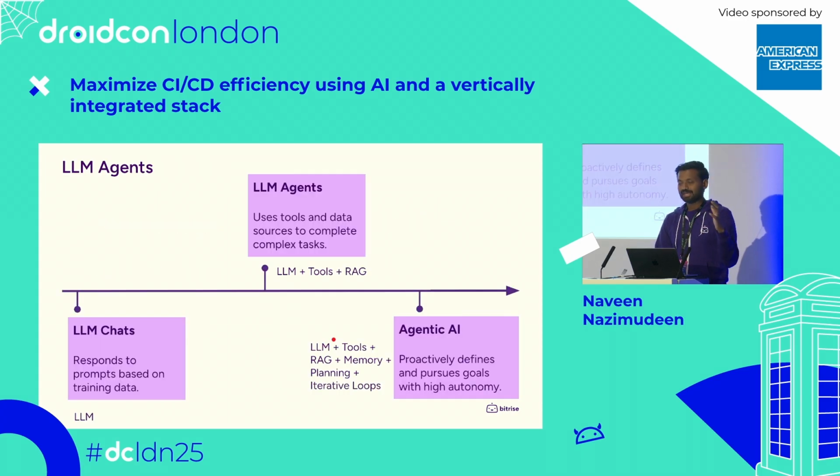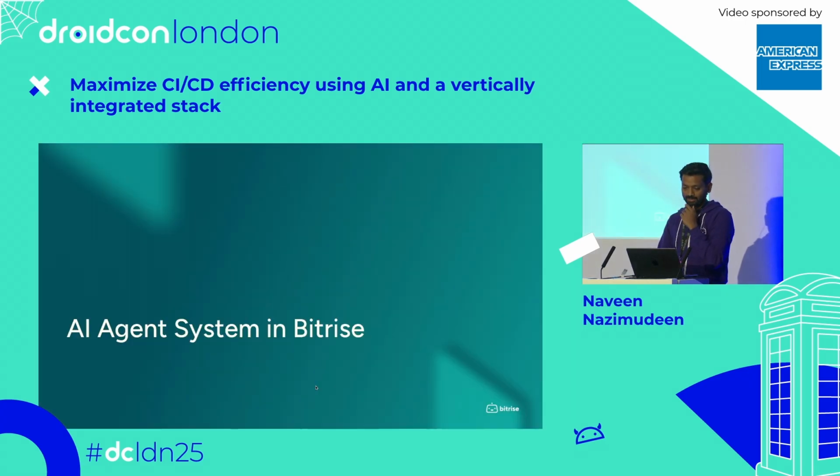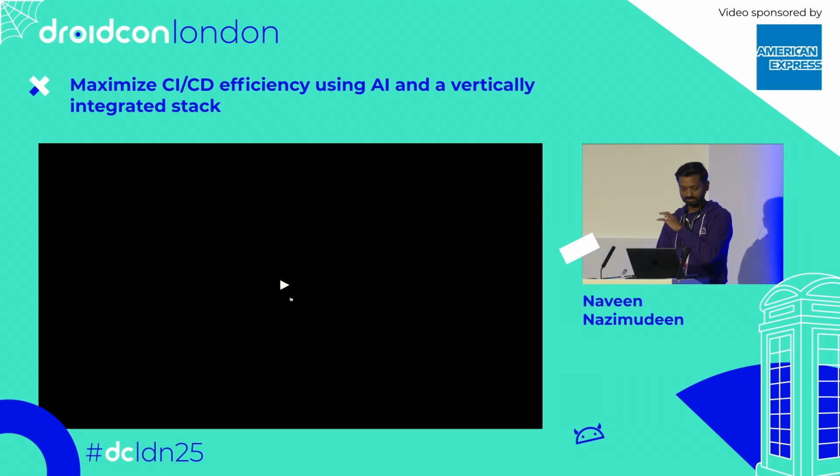Right? LLM agents, we are familiar, started with chats, then agentic agents, which had tools and which could do more complex tasks. And the stage we are in right now, we have agentic AI, which can do planning and have great amount of autonomy. And it's still evolving. We are now seeing UI components come into chats as well. So let's look at what I talk about AI agent systems as we are seeing in Bitrise right now, how we're adopting it. So I've, again, recorded a demo to showcase that to you.